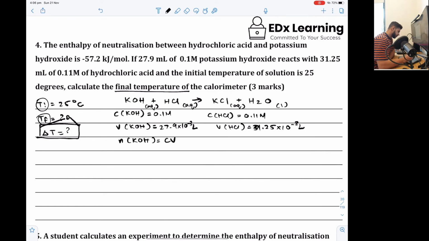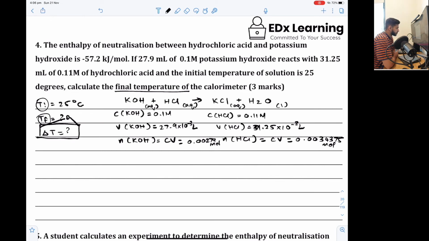Restart your turn. So tell me, for N of KOH, N of HCl, what did you get? For N of KOH, I got 0.00279 moles. And for HCl, I got 0.003437 moles. Joe, did you get the same? Yeah, that's right. Okay, so why did we find the number of moles of each? What are we trying to do now?